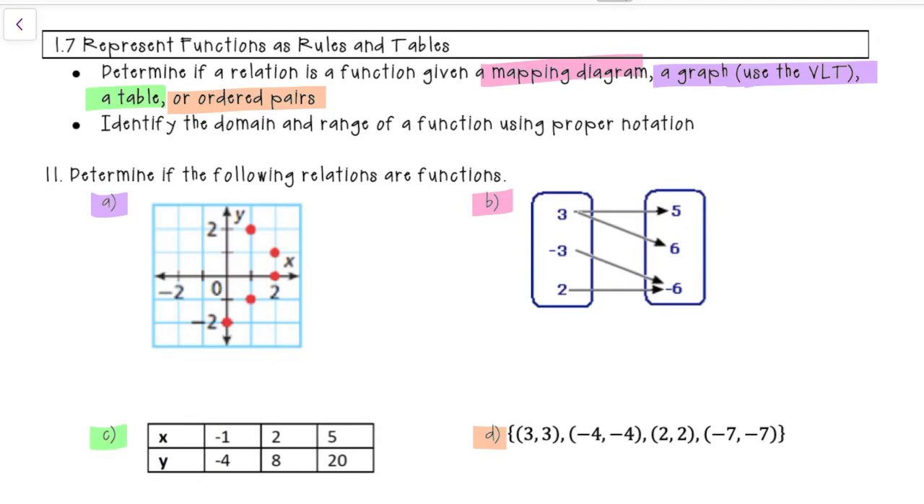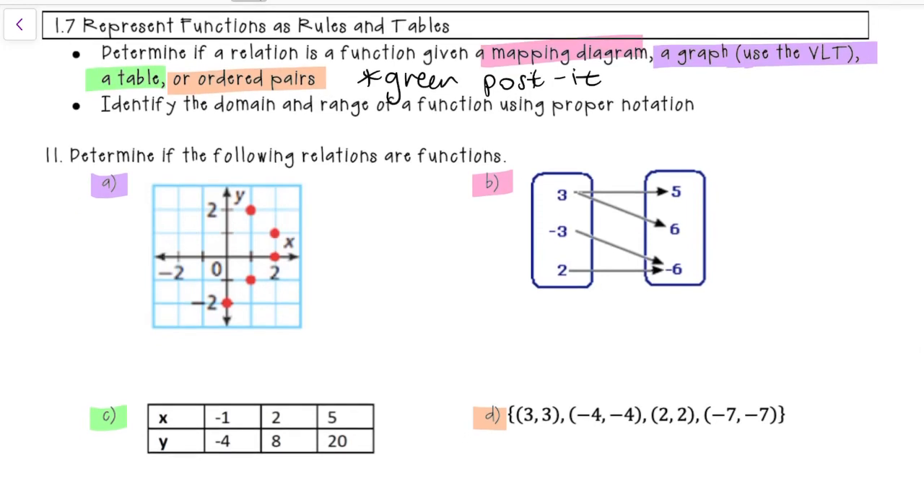We will go through some of them together, but remember you've got your green Post-it for this problem, where we went through each of those 4 things and talked about how we would know if it's a function or not. So make sure you've got that Post-it handy as you study. And then lastly, also from section 1.7, you need to be able to identify domain and range of a function using proper notation. That part is critical. Remember, we use curly brackets and we write our numbers in order from least to greatest.